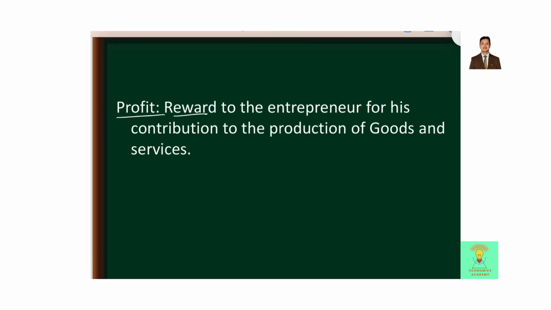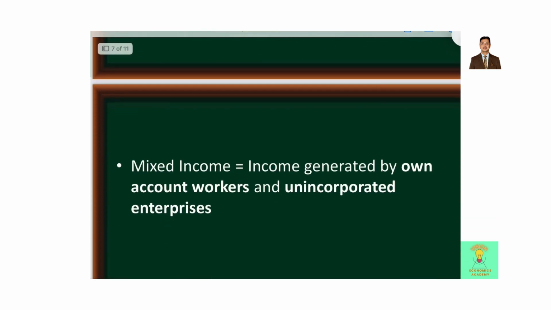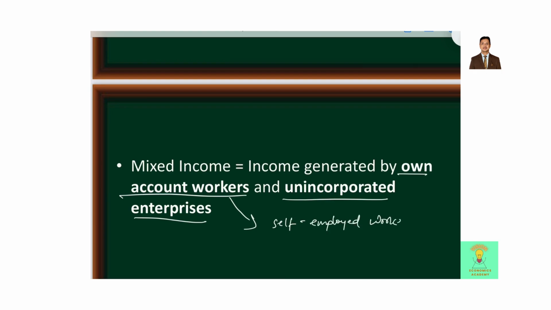Now the last component is the mixed income. Now, what is mixed income? It refers to the earnings of own account workers and unincorporated enterprises. Now these are big words, so I'll explain what it is. Own account workers means self-employed workers, and unincorporated enterprises means small businesses.